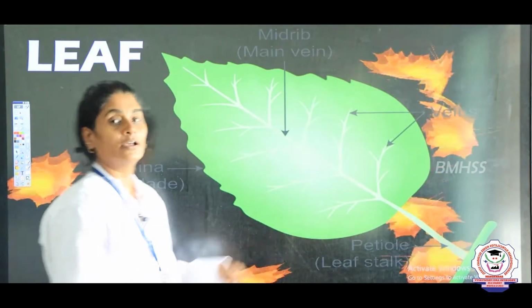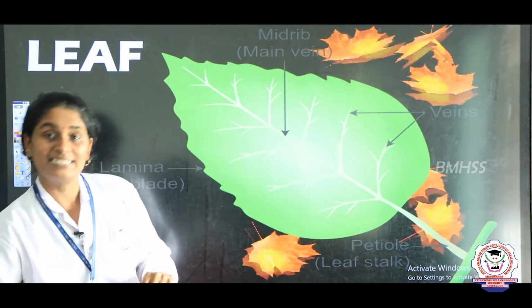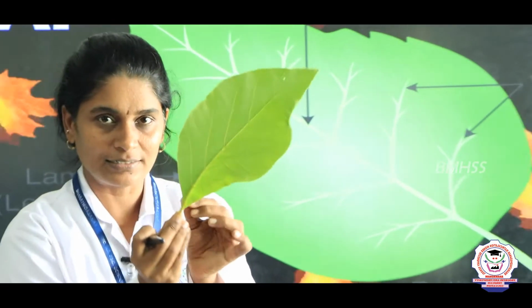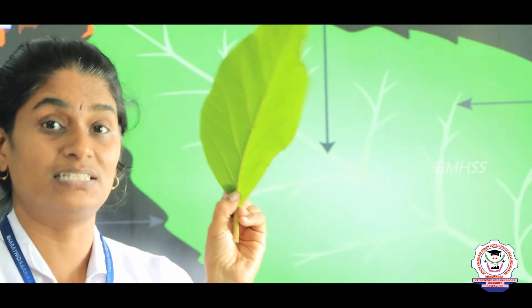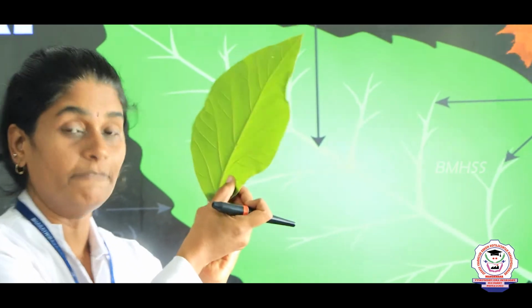Now let us see about the leaf. The leaf is an important part of your shoot system. You can see a leaf in the plant, right. This is a leaf of a plant. We divided the plant into two parts, the shoot system and the root system. This leaf is present in the shoot system, and it will be green in color. In some plants we can see leaves in different colors also, but most plants have leaves with green color.